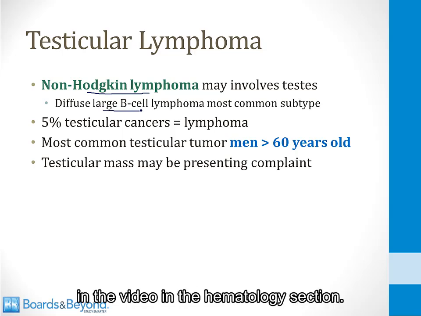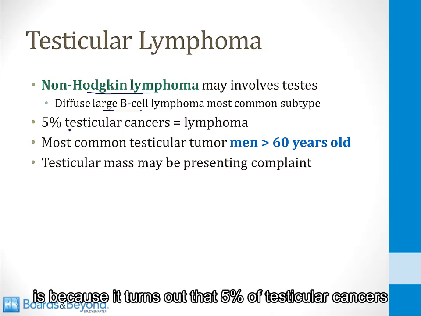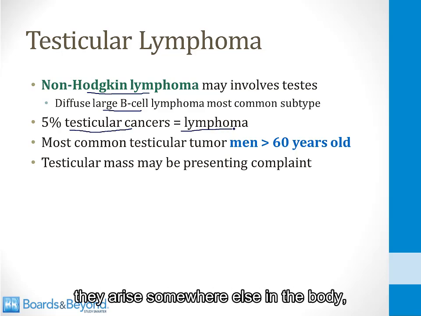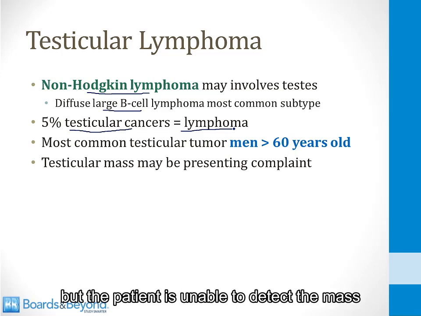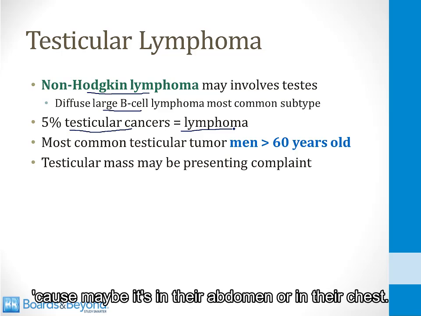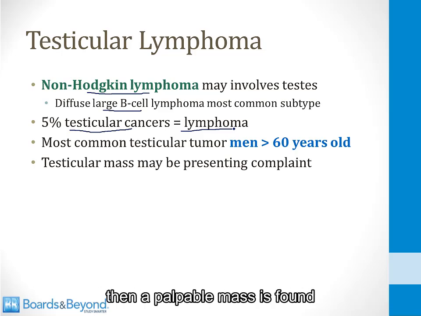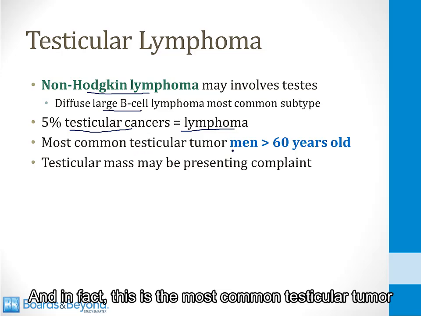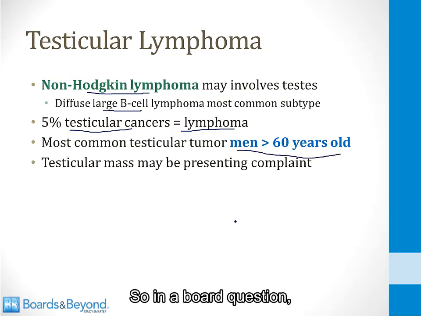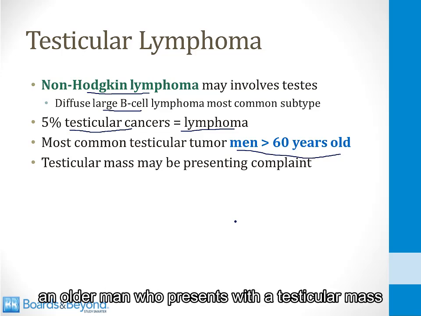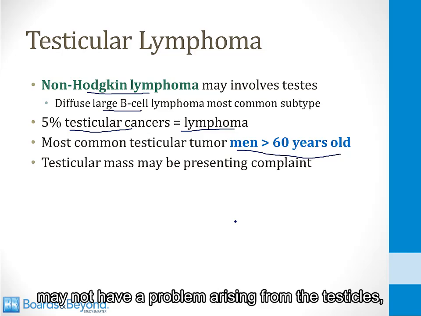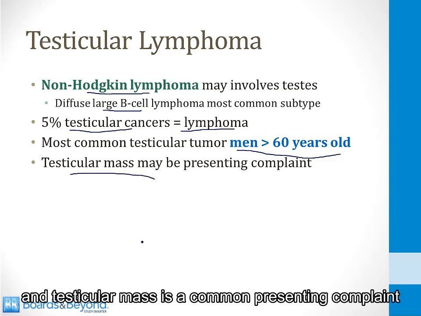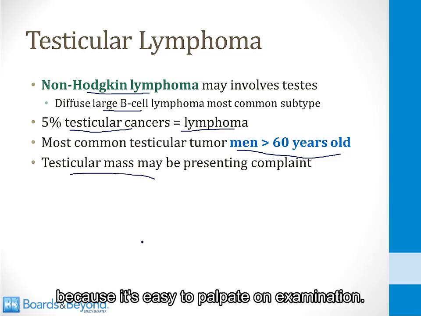in the hematology section. But the reason I'm talking about it here is because it turns out that 5% of testicular cancers are lymphomas. So these don't arise in the testes. They arise somewhere else in the body, but the patient is unable to detect the mass because maybe it's in their abdomen or in their chest. But when it reaches the testicles, then a palpable mass is found, and that's what brings the patient to medical attention. And in fact, this is the most common testicular tumor in men over 60 years old. So in a board question, an older man who presents with a testicular mass may not have a problem arising from the testicles. That man may actually have a non-Hodgkin lymphoma, and testicular mass is a common presenting complaint because it's easy to palpate on examination.